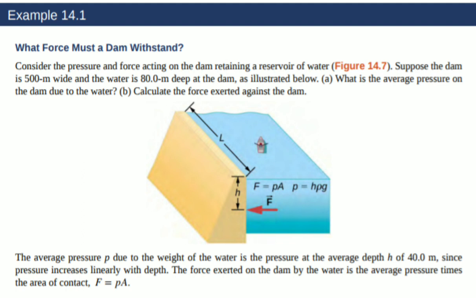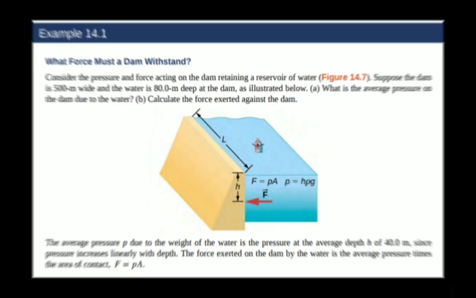The average pressure P due to the weight of the water is the pressure at the average depth h of 40.0 meters. Since pressure increases linearly with depth, the force exerted on the dam by the water is the average pressure times the area of contact, which is F equals PA. So, we will come up to the solution.